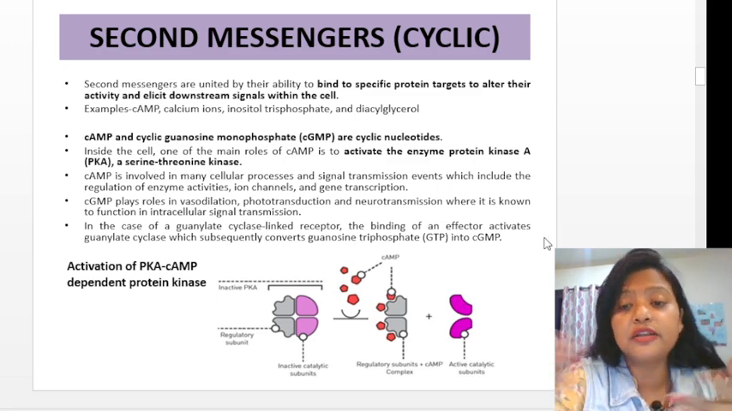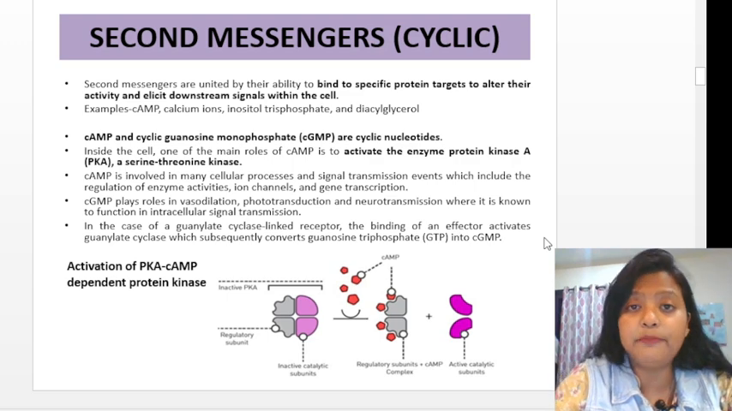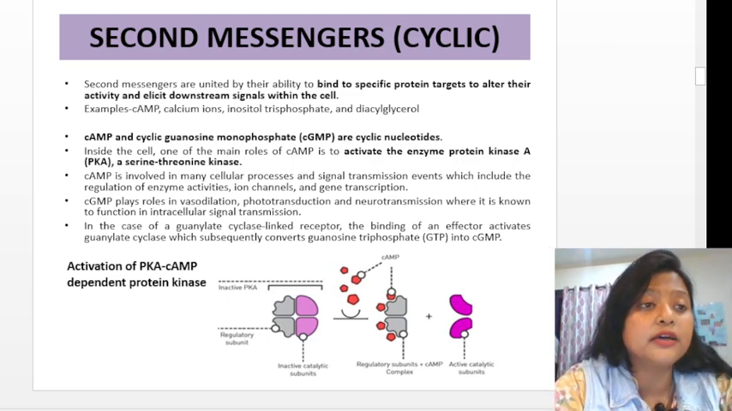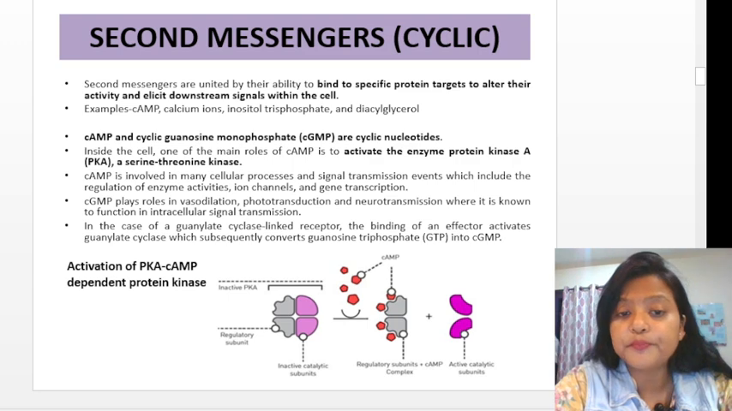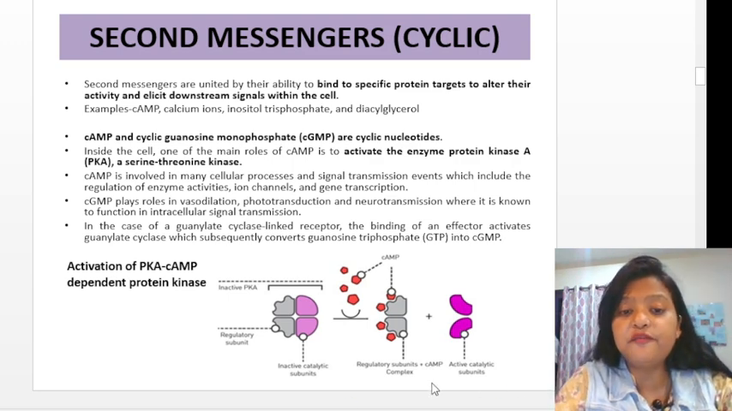We'll see the function in the future slides, how they are helping, how they're acting and all. Okay, here I've just shown you a simple diagram where I've shown the activation. You can see the activation part here, you can see this inactive PKA.